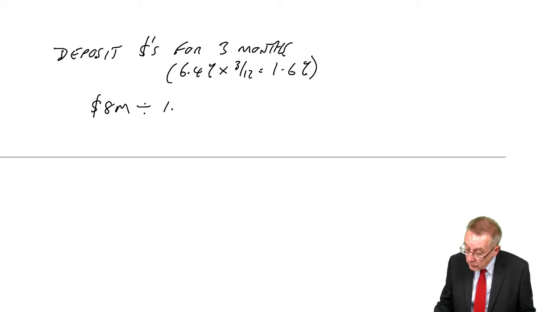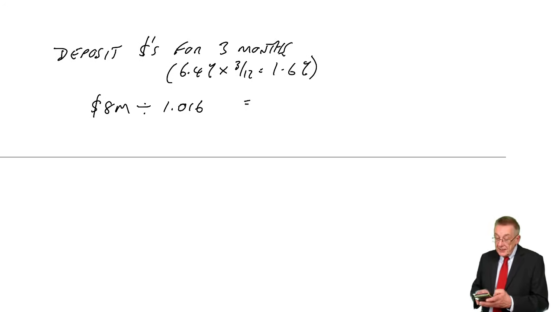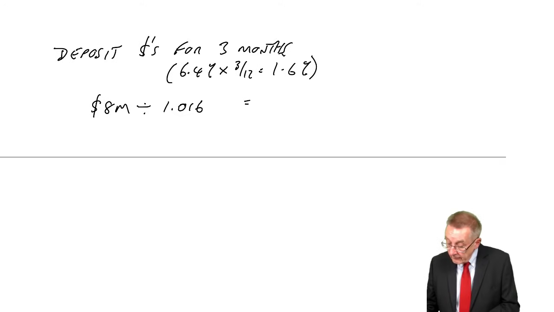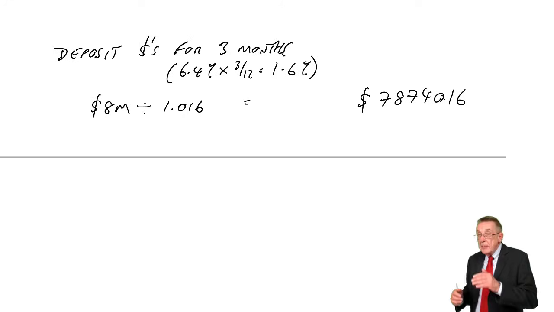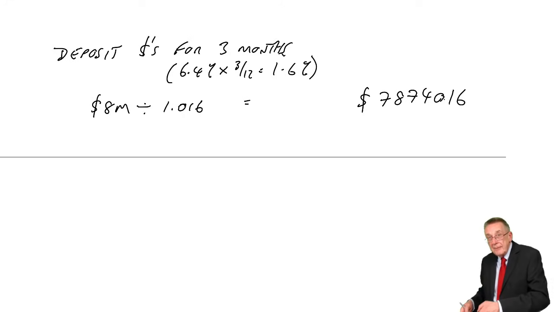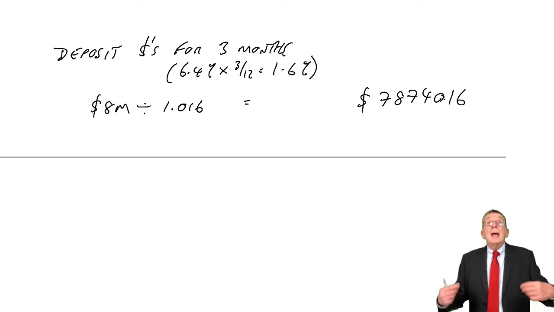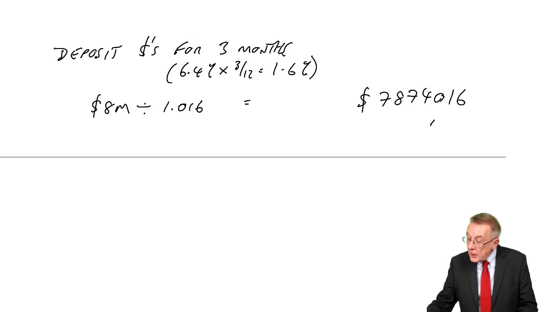So a bit like before, if I divide by 1.016, the amount we need to deposit, 8 million divided by 1.016, 7874016. If I deposit 7.8 million now, with interest added on of 1.6%, then in 3 months' time, I'll have the 8 million that we need to pay the customer. So I'll deposit that much now.